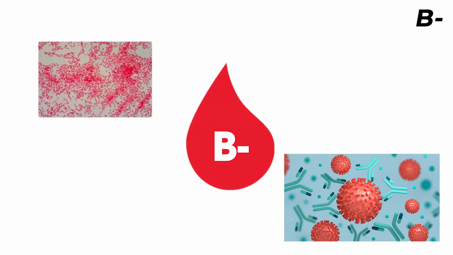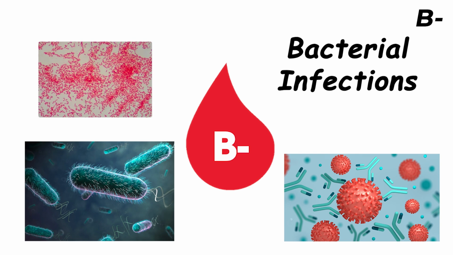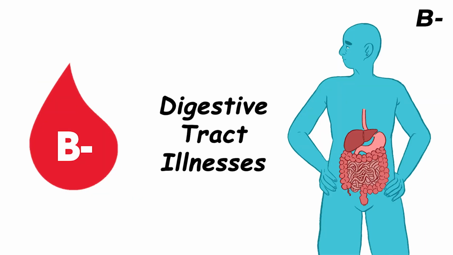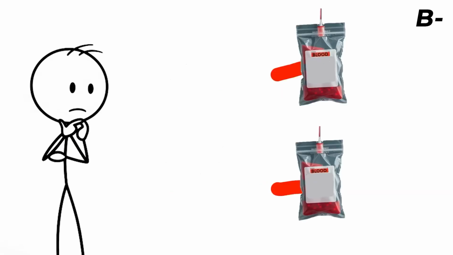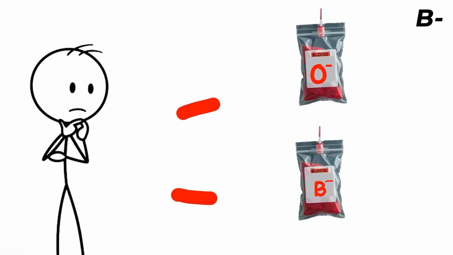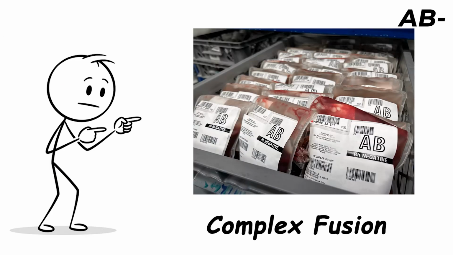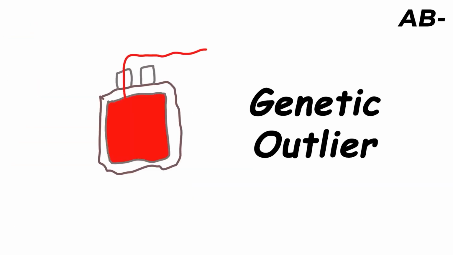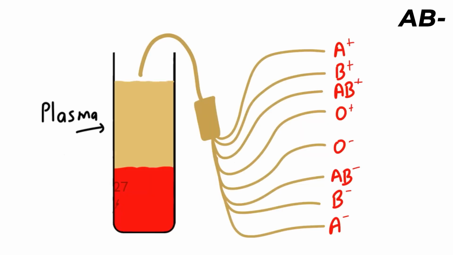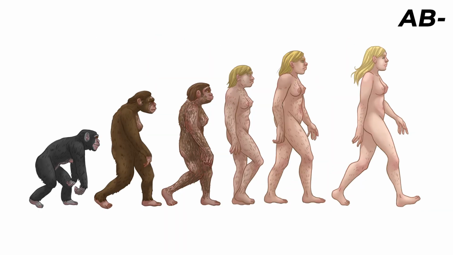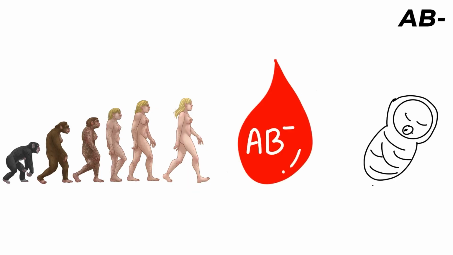B-negative carriers are less prone to some bacterial infections, but more vulnerable to inflammatory reactions and certain digestive tract illnesses, reflecting finely tuned evolutionary trade-offs. AB negative is a recent and complex fusion from rare parentage, a genetic outlier, and key to understanding global blood type variation. Its mix of antigens and rarity highlight the deep evolutionary roots and medical relevance of blood inheritance.